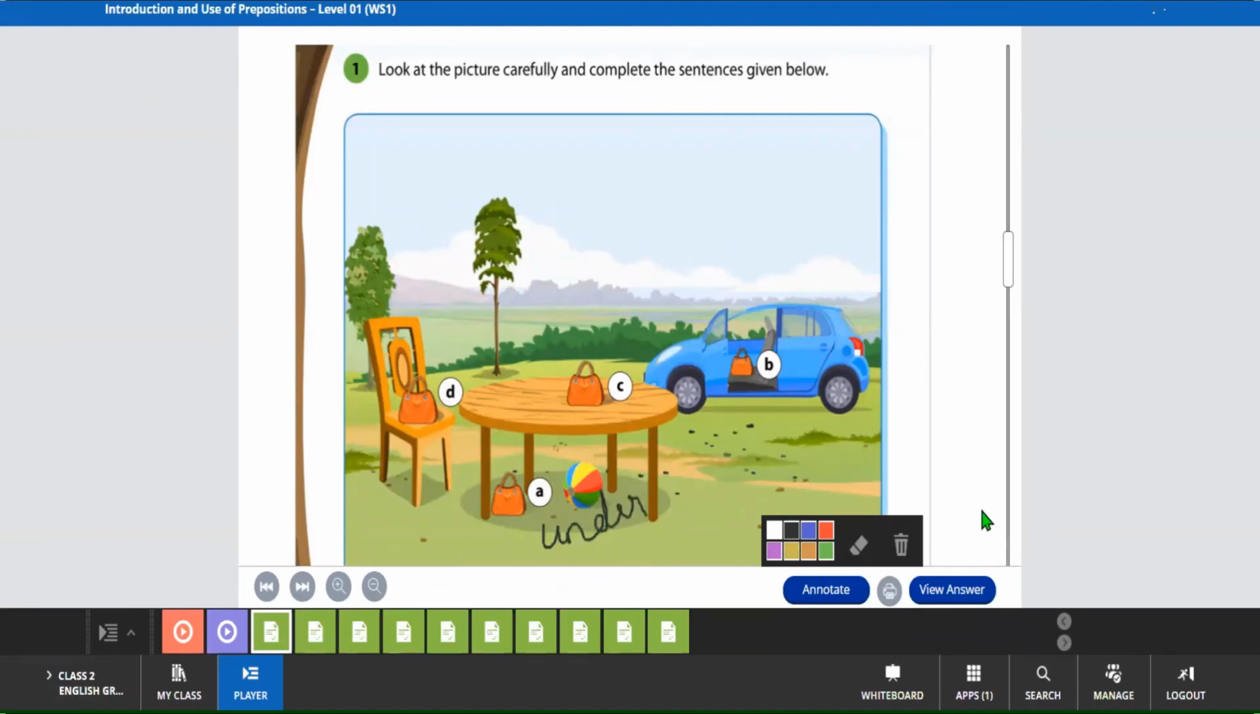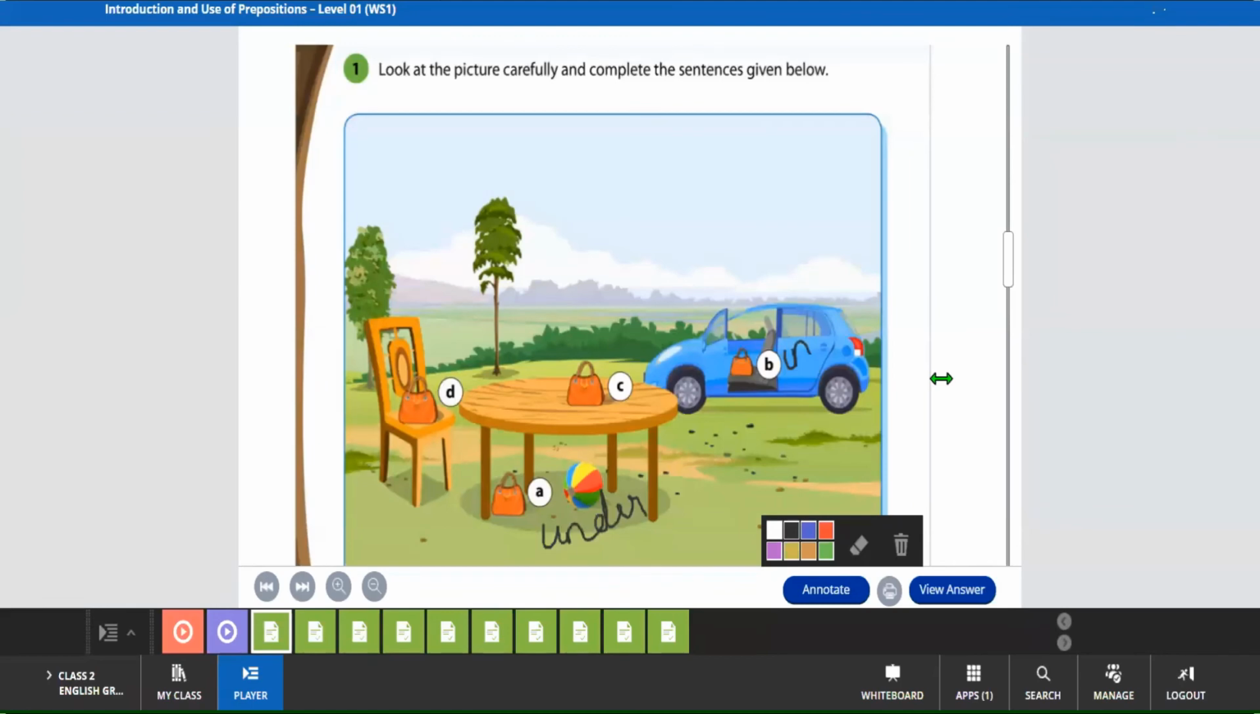Good, Savi. Who is going to tell me next? Yes, Akshat. Tell me the position B of the bag. Where is the bag? Yes, Akshat, please unmute. Tell me position B, beta. Ma'am, in. Very good, in. The bag is in the car, very good.